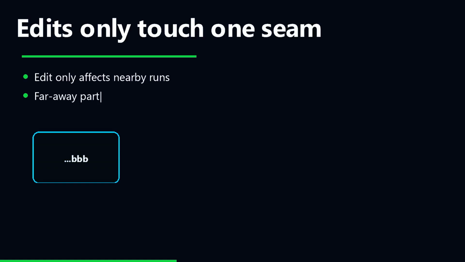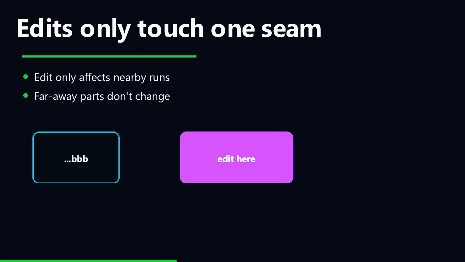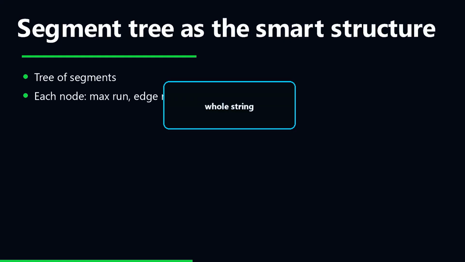An edit at position I can only break or merge runs right around I. Everything far away from the edit stays exactly the same, so we only need to recheck a small local window, not the whole string. Split the string into a tree of segments.